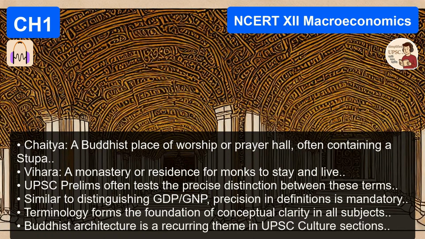So the takeaway here is, macro requires big picture, systems thinking. But that big picture is built on a foundation of precise, accurate definitions of the components. Exactly right. You can't understand the aggregate if you don't know what the individual pieces are. The Chaityas and Viharas are the micro components of the larger Buddhist complex. You need to identify them correctly to understand the function of the whole site. If you call the kitchen the church, you're going to have a very confusing Sunday service.